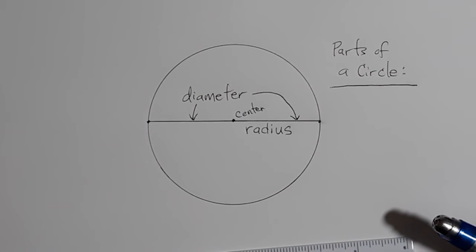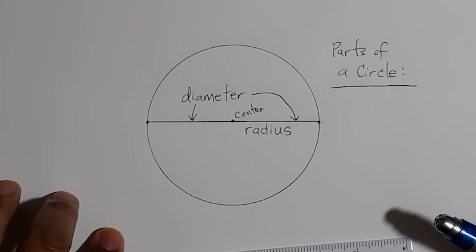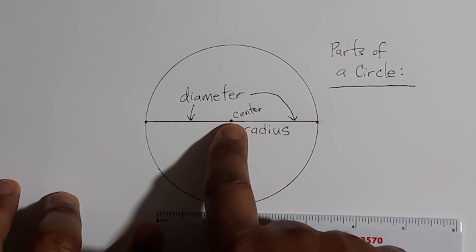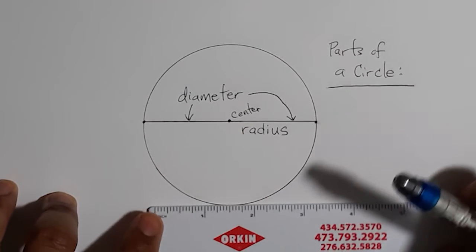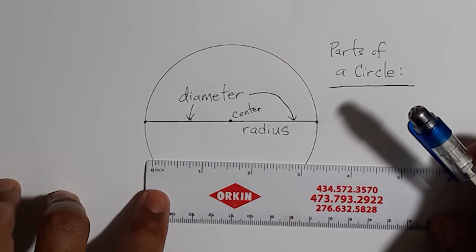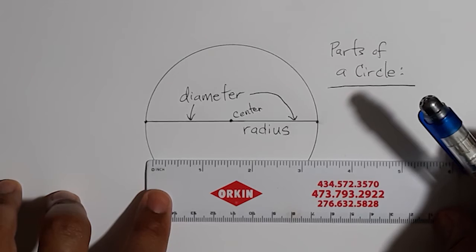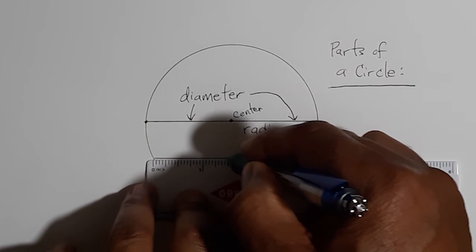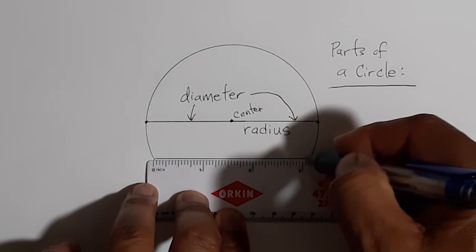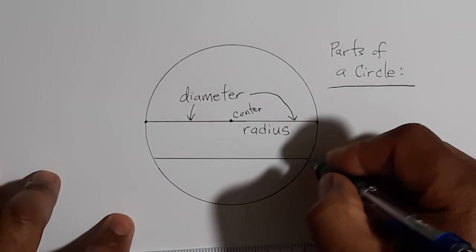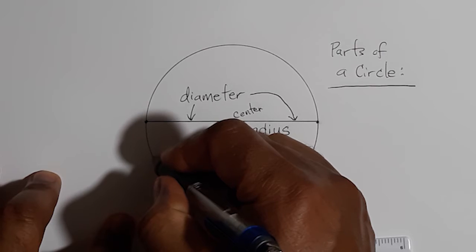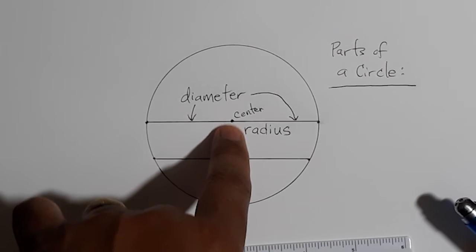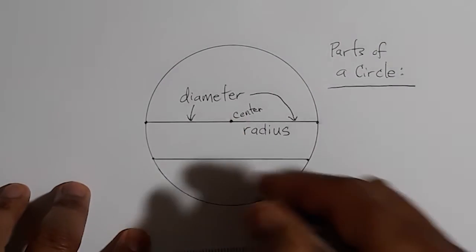Next, a chord. A chord is a line that has two endpoints, but it will not go through the center of the circle. So it is a line that will be in a circle. And let's go ahead and draw one. Okay. And we got two endpoints that touch the boundaries of the circle, but it does not go through the center of the circle. So this would be a chord.